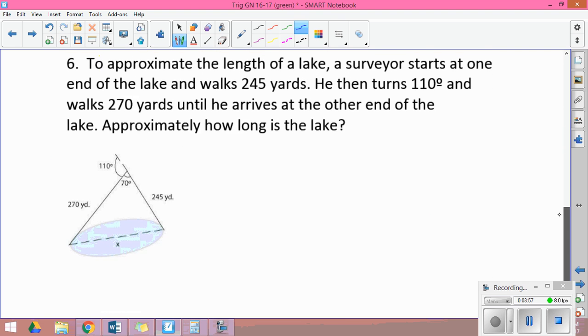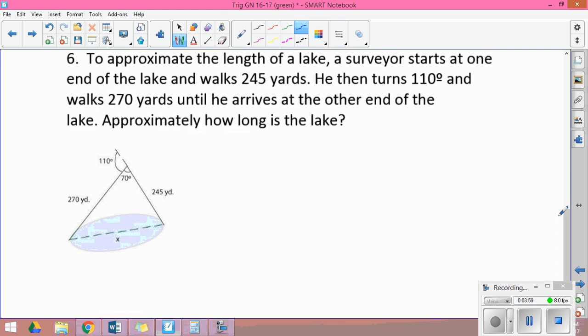The last example is again a surveying example, and we are trying to estimate the length of a lake as expressed in this picture. Surveyors start at one end, they walk 245 yards, they turn, making a 70-degree angle, and measure back to the other side of the lake to be 270. So how far is it across the lake? Well, this is a scenario where, as much as I would like to use law of sines, I don't know this to go across, and I don't know this one to go across. So my only choice is law of cosines.